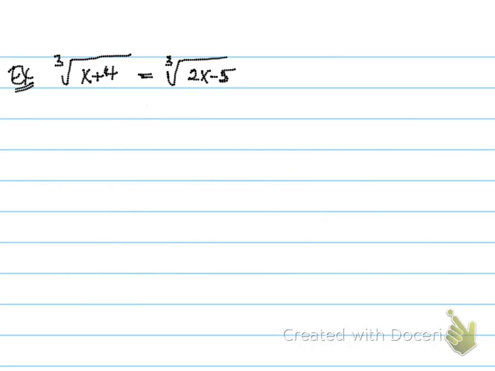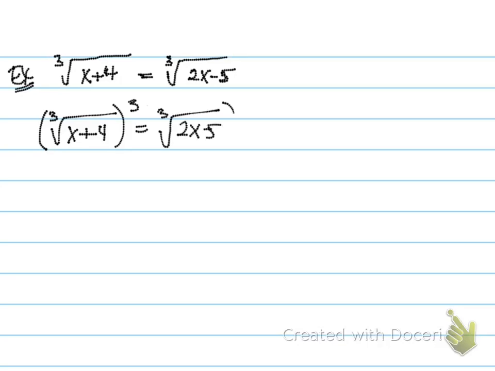You're going to cube each side. The cube of a cube root, you're just left with what's under the radical. X plus 4 equals 2x minus 5. Negative x equals negative 9, x equals 9.